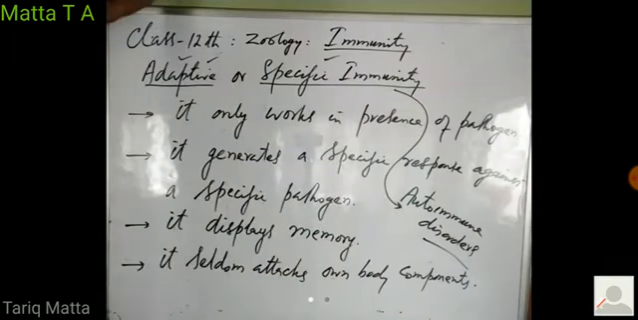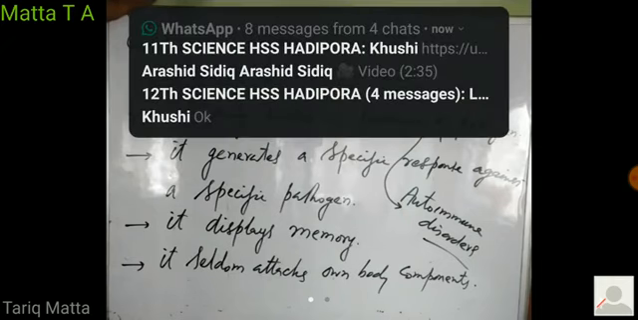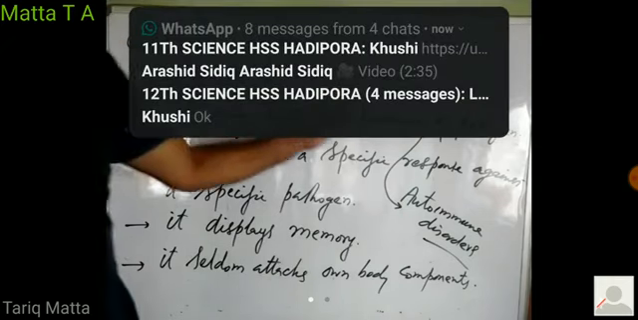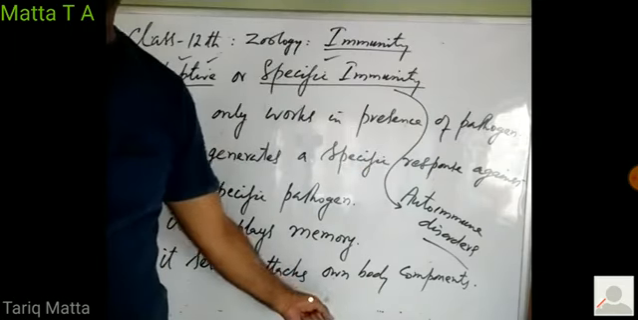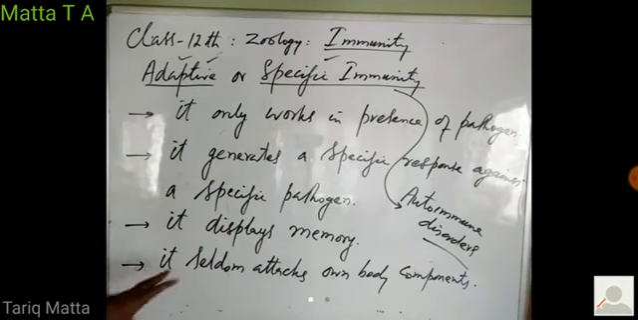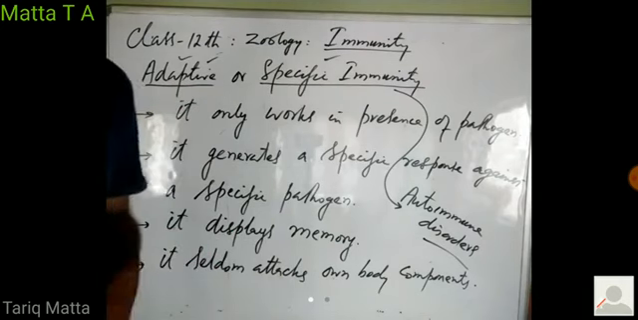But this happens only sometimes. Usually it doesn't attack its own body components. But sometimes when something goes wrong, at that time, adaptive or specific immunity, its cells, its antibodies, they may attack its own body components. So these are the 4 distinguishing properties of adaptive or specific immunity.